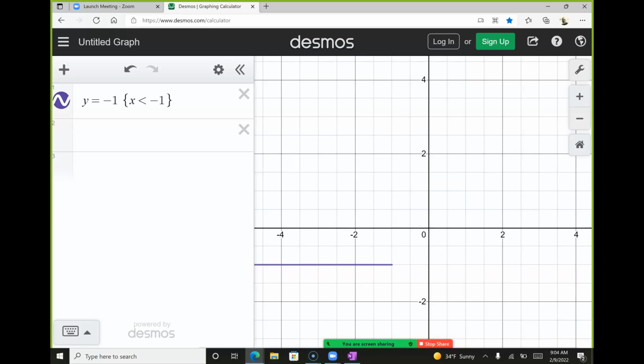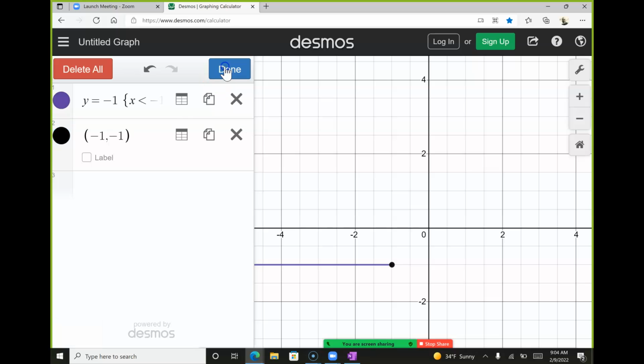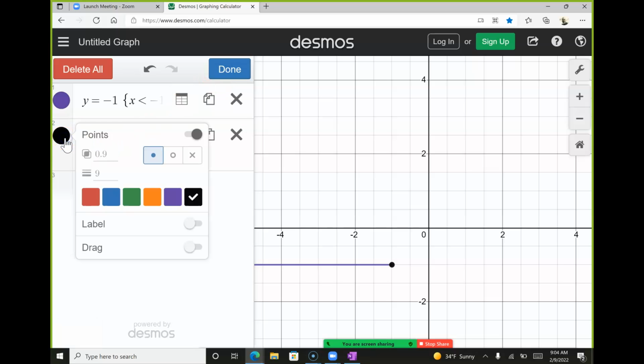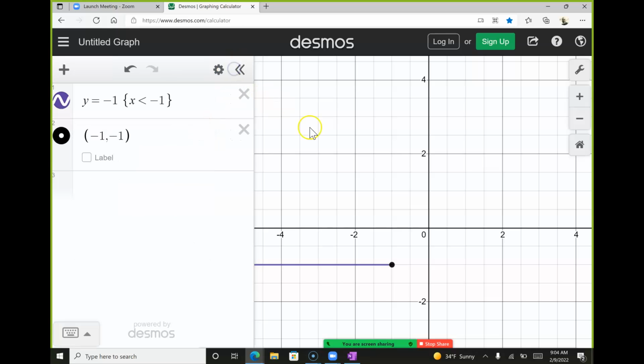And so there it is. You can see, and it's not clear that there's a hole at -1, -1. It's not clear from the graph, but there's no way to make it any clearer. Let me see if I can put in -1, comma -1, and then color it. Maybe I can color it white. No, I can't. So there's no way for me to show that empty circle there.